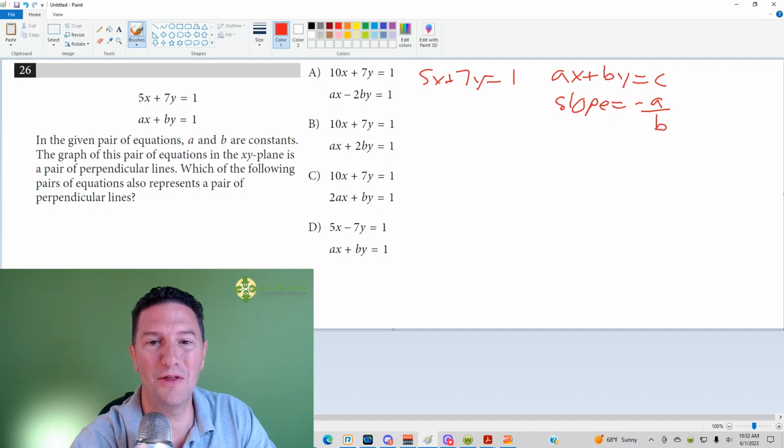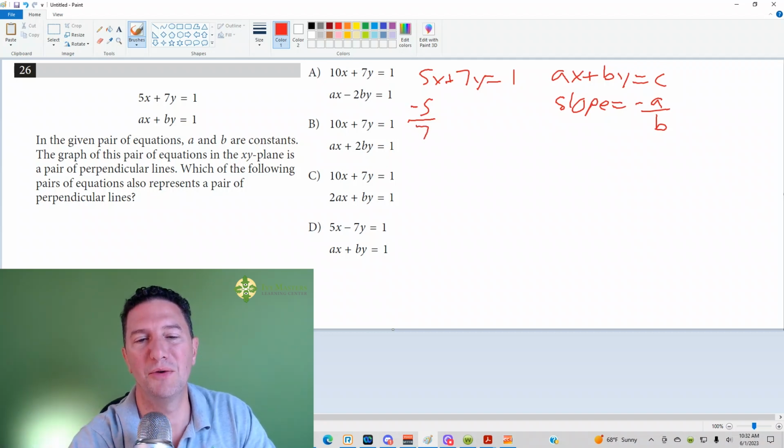Doing that, you know that your slope is going to be negative a over b. A is always attached to x, so it's negative 5 over b. B is always attached to y. You can see 7 is in the b spot. So that is your slope.